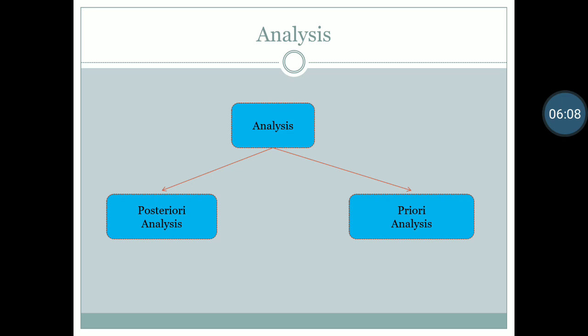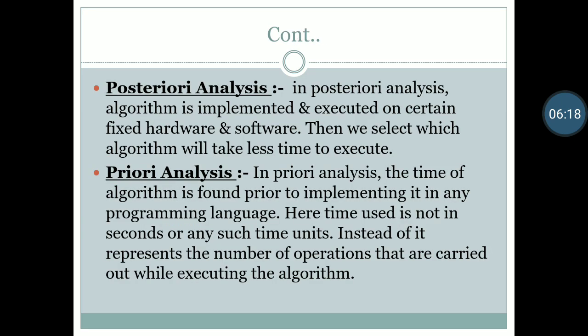Algorithm analysis can be done by two methods. First, posteriori analysis, and second, priori analysis. So what is posteriori analysis? In posteriori analysis, the algorithm is implemented and executed on certain fixed hardware and software. Then we select which algorithm will take less time to execute.